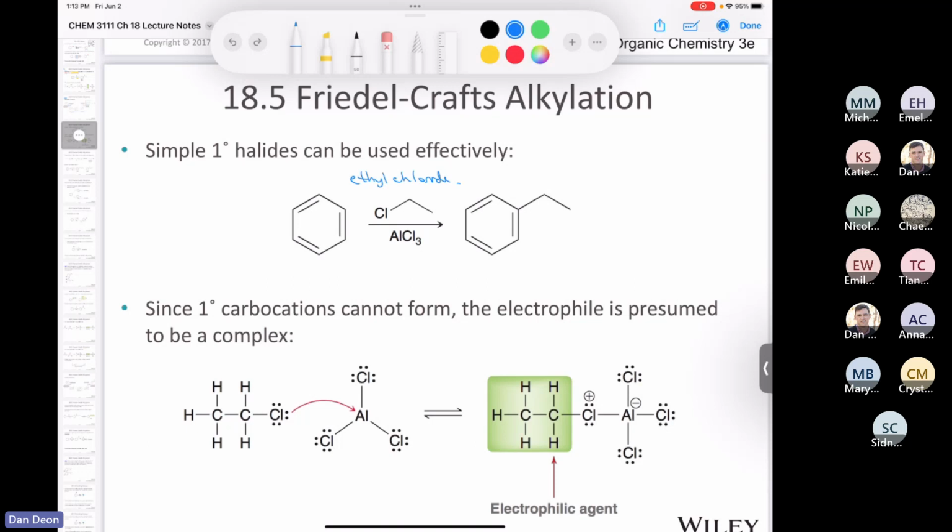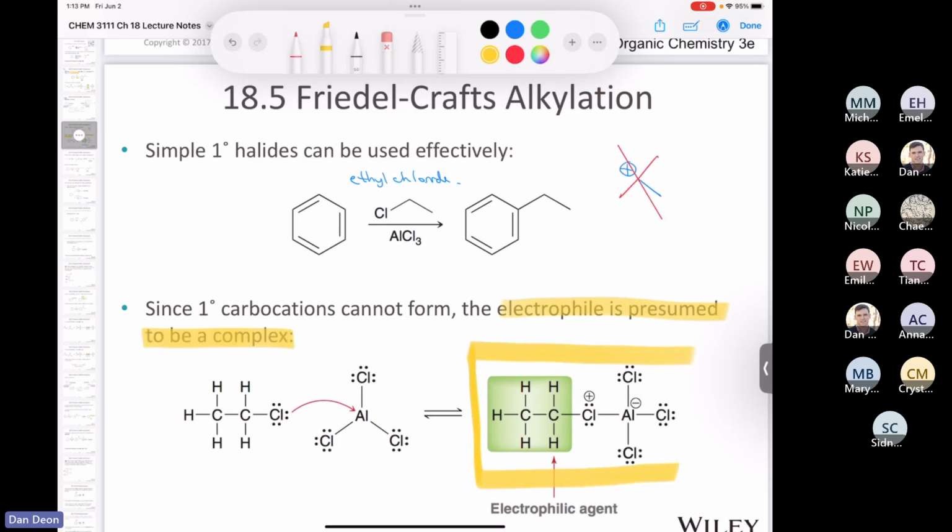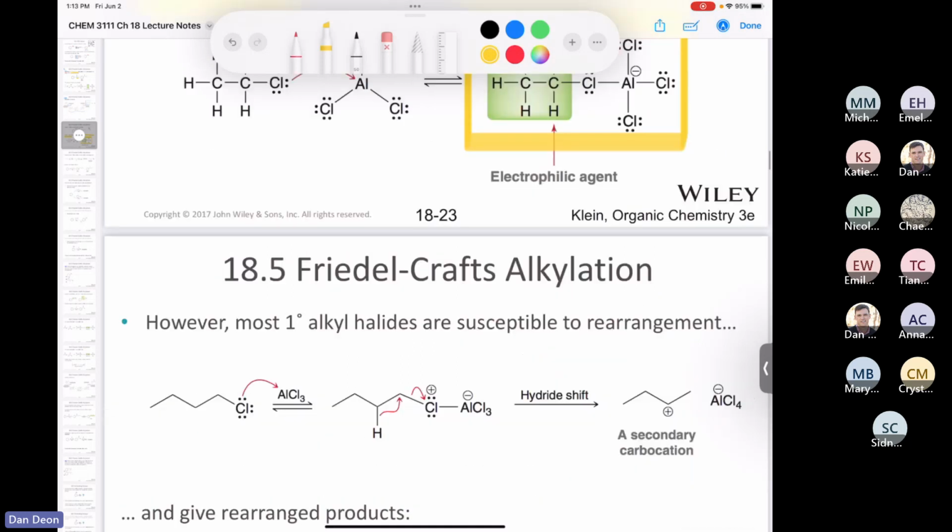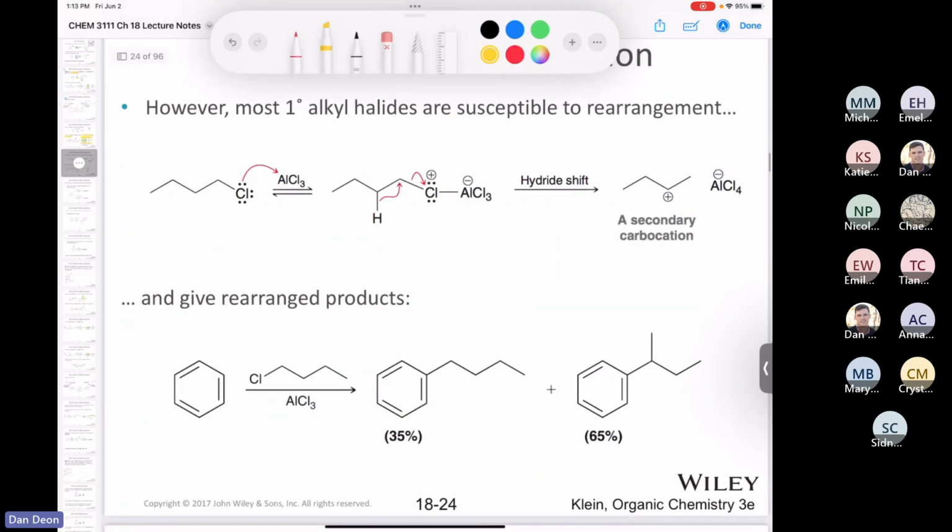Well, now we're never going to make this. Okay, don't even draw this. This is a heresy, right? You're never going to make a primary carbocation like that. In fact, I'm going to put a big scarlet X over it like that. So what's going to happen is that the electrophile, in this case, is presumed to be a complex between the ethyl chloride and the aluminum trichloride. So this is what our electrophile is in this case. And so our aromatic ring is going to react with that.